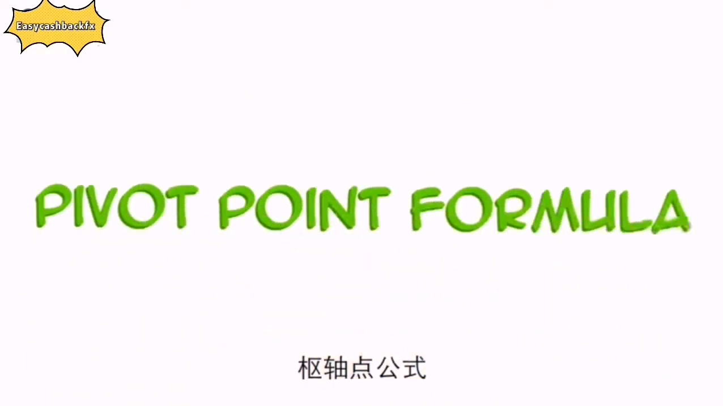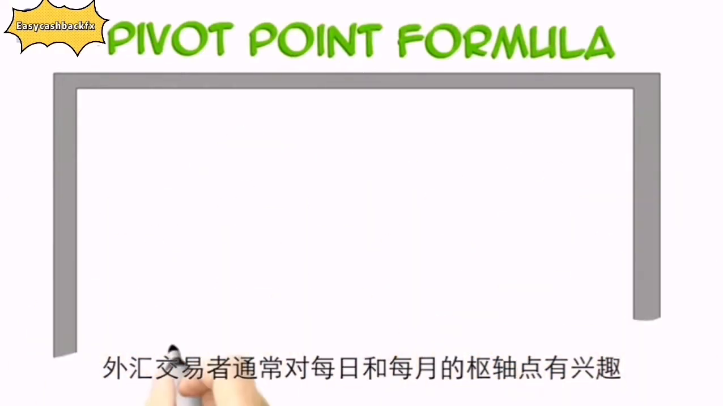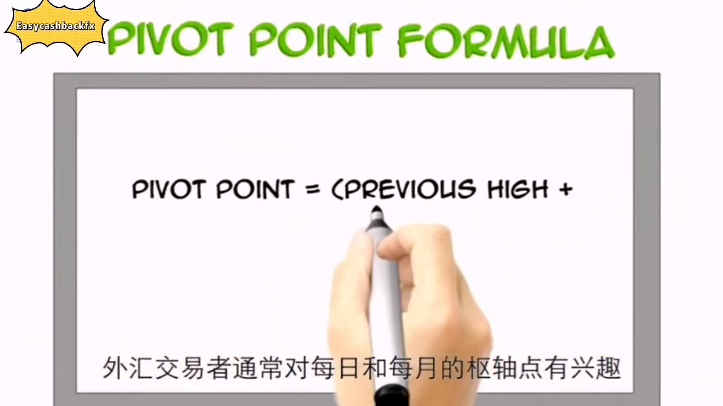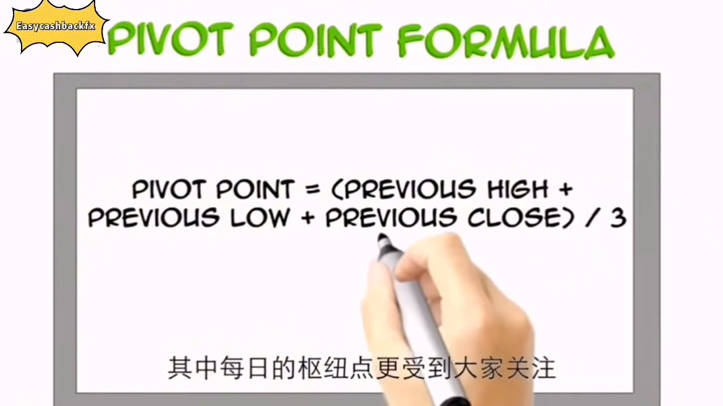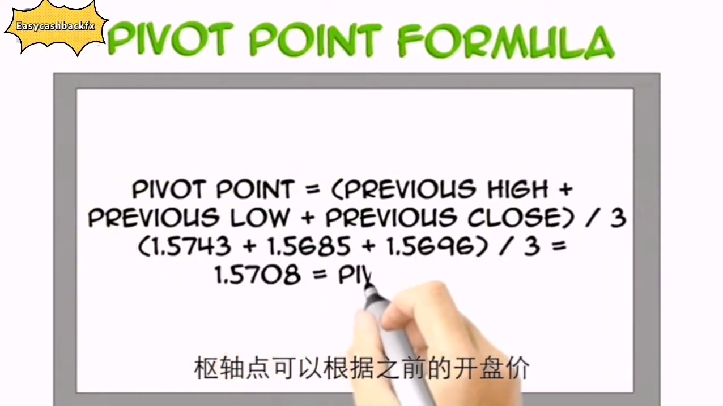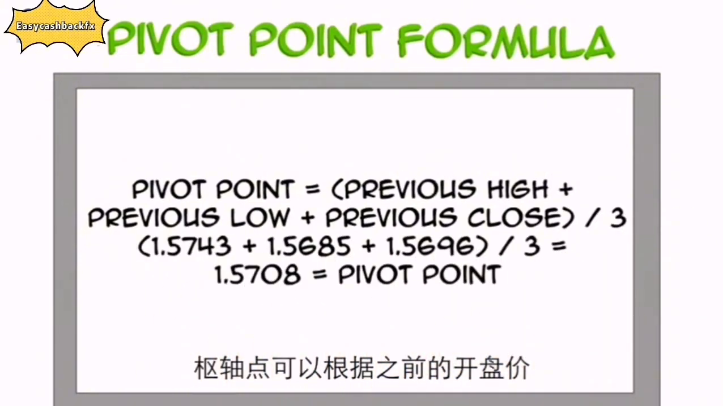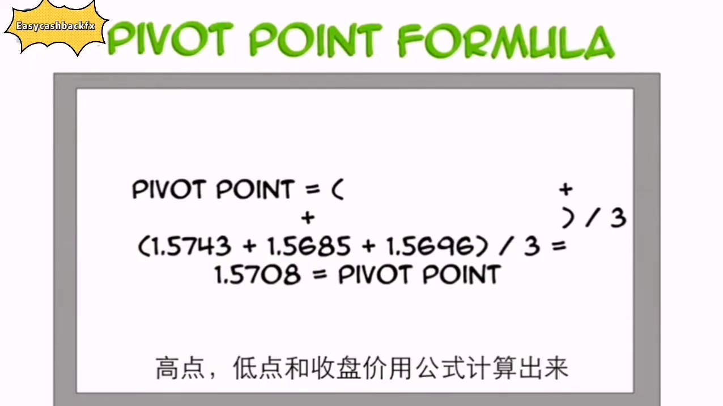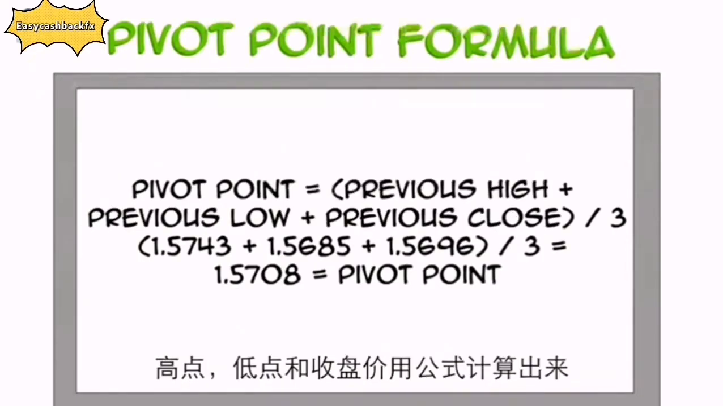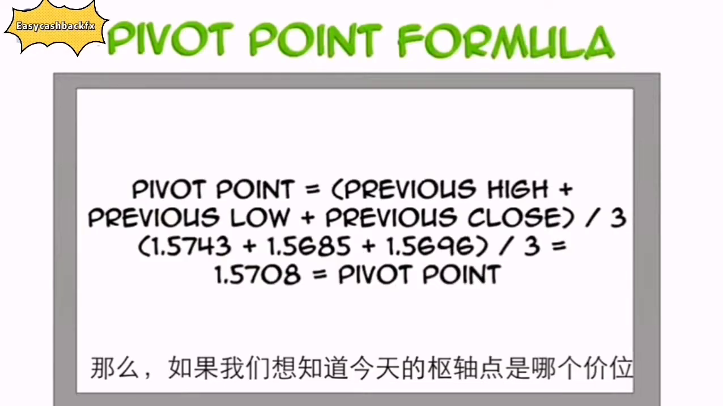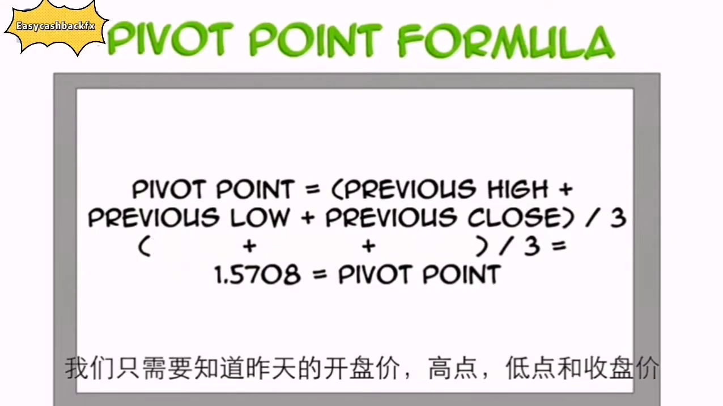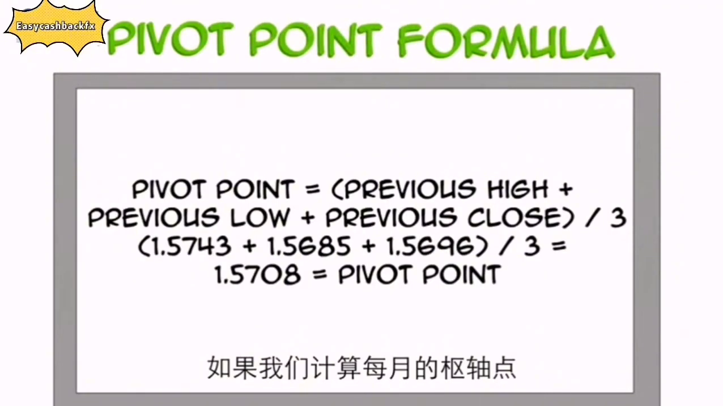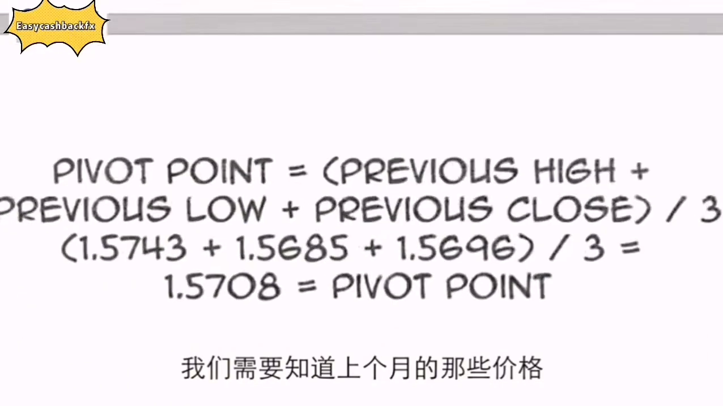Pivot point formula. Forex traders are usually interested in daily and monthly pivot points, with daily pivot points being of more common interest. Pivot points are calculated according to a formula which takes the previous open, high, low, and closing prices into account. So if we want to know at which prices today's pivot points are going to be, we just need to know yesterday's open, high, low, and closing prices. If we were calculating monthly pivot points, we would need to know these same prices for the previous month.